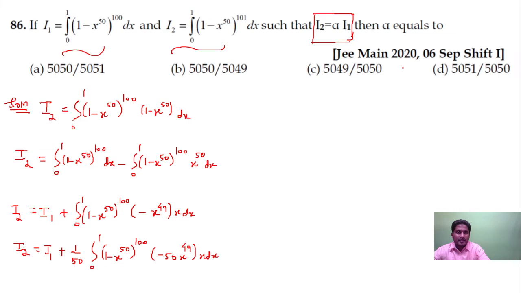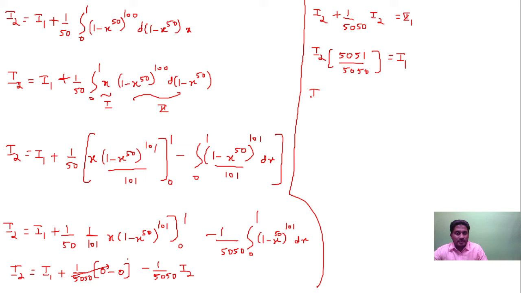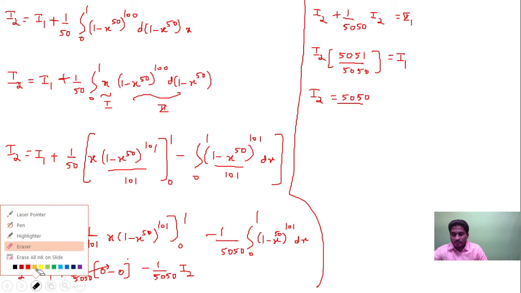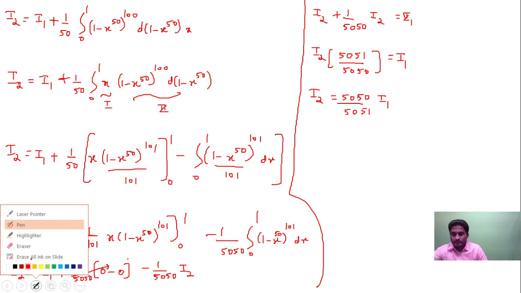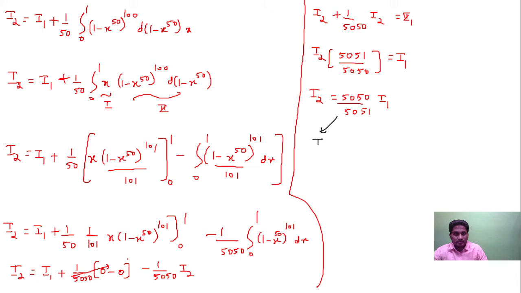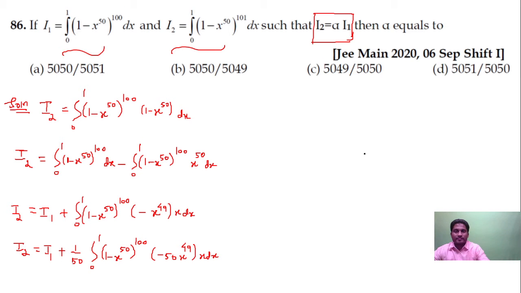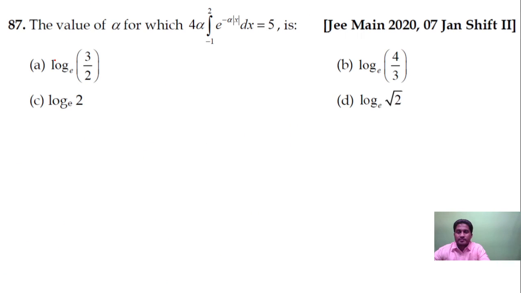Now the question is I2 is equal to 5050 upon 5051 into I1. So this is of the form I2 is equal to alpha into I1. Alpha is equal to 5050 divided by 5051. That's the first option only. Answer is option A, guys. Let's move to the next question.